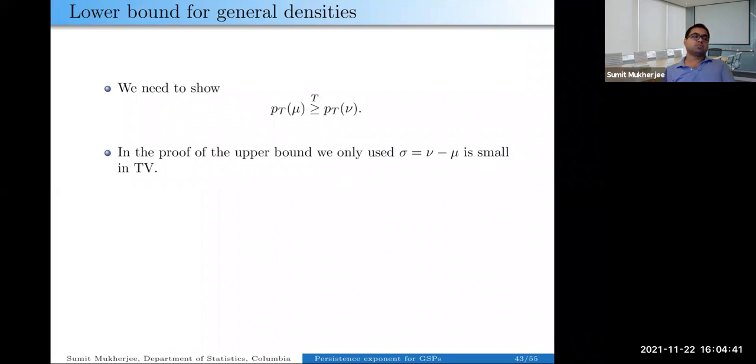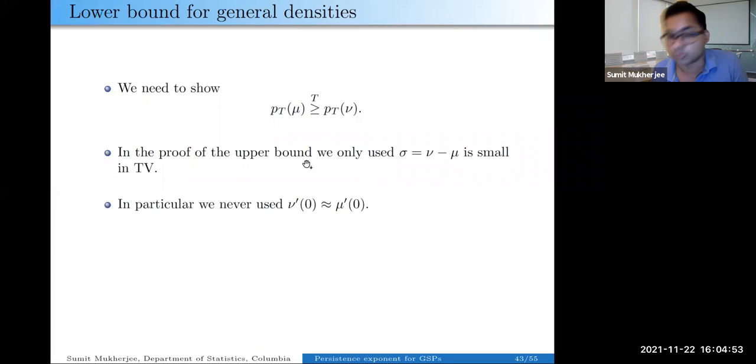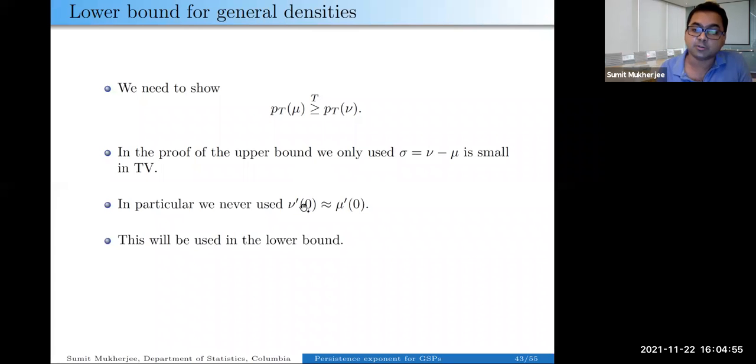So just to reiterate what you may have already noticed, we only used the fact that sigma is small in total variation in the upper bound proof. We never used that mu prime 0 is close to mu prime 0. And this will be used in the lower bound, of course, otherwise the conclusion is not true.